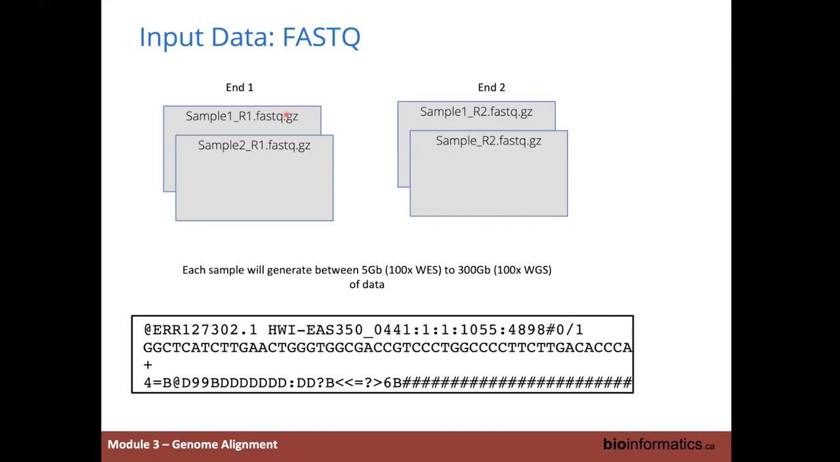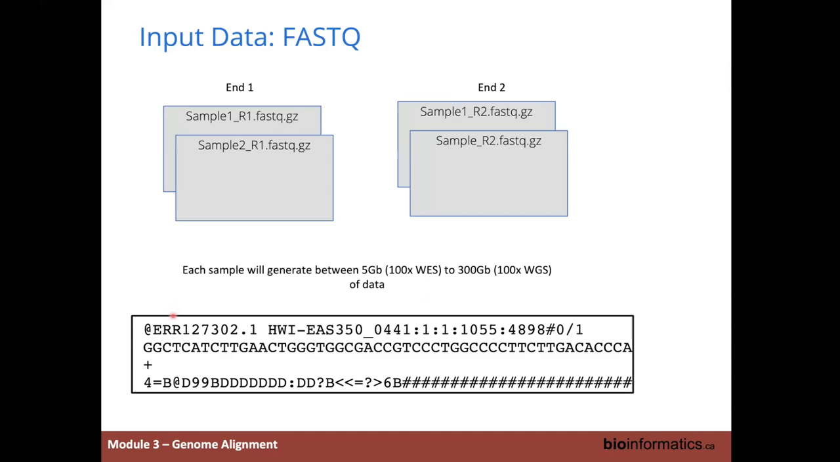For this type of analysis, you will receive two sets of files. One set contains all the reads that come from one end, and the other contains all the reads that come from the other end of the DNA fragment. These two files are synchronized, so the order in which the reads are placed is the same in both files. The first read in file one corresponds to the read from the same molecule in the read two file.